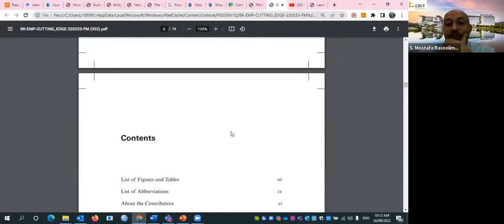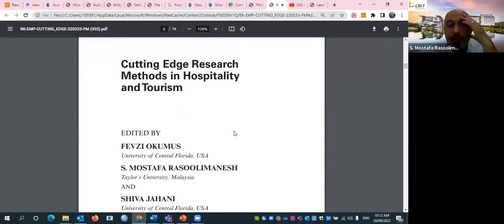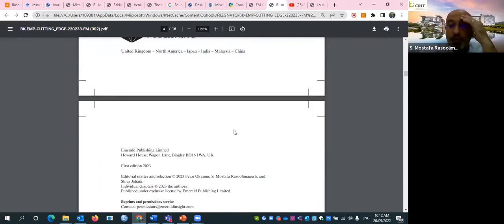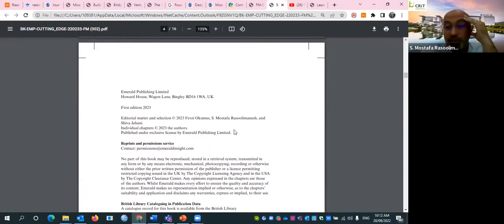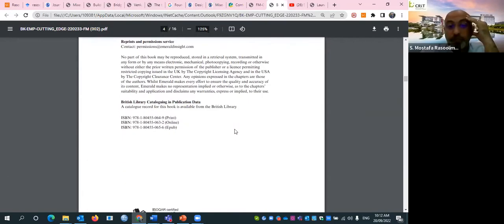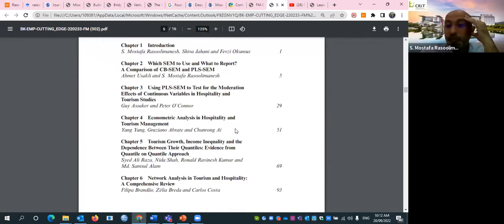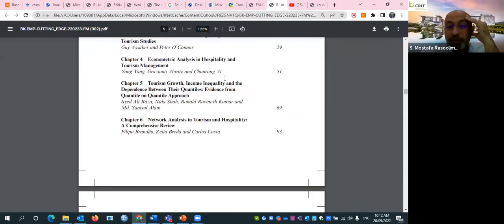The third book is Cutting Edge Research Method in Hospitality and Tourism. This is in its final stage and will be published in January 2023. In this book, we have a few topics focusing more on quantitative methods, but also some advanced qualitative topics, like PLS-SEM, and a chapter on econometrics and how we can apply it.